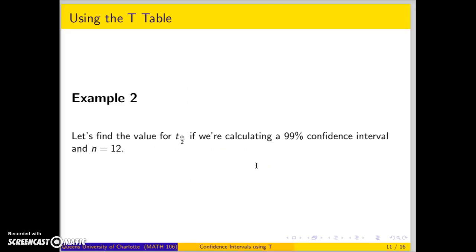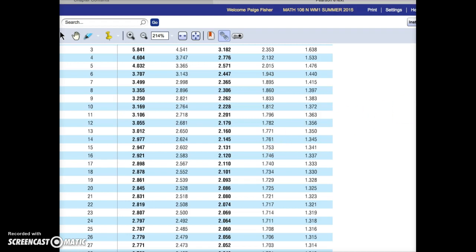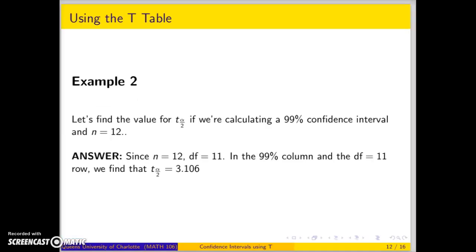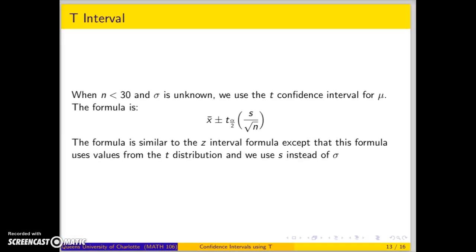And then here, let's do another example. We want to find a t-value for a 99% confidence interval and a sample size of 12. So our degrees of freedom will be 11, and we want to look at this column because it's 99%. So 11 and 99%, we get 3.106. And that's the answer.